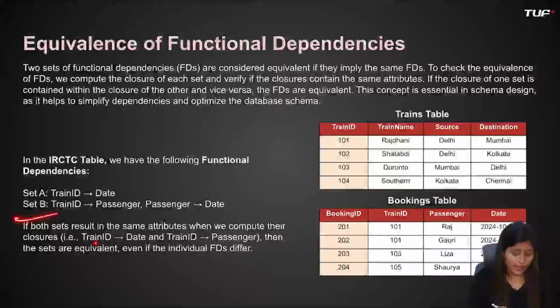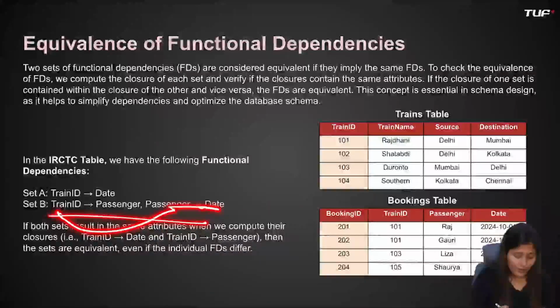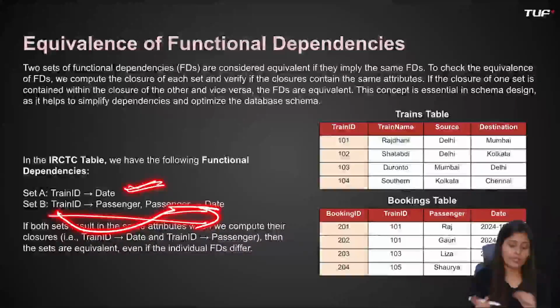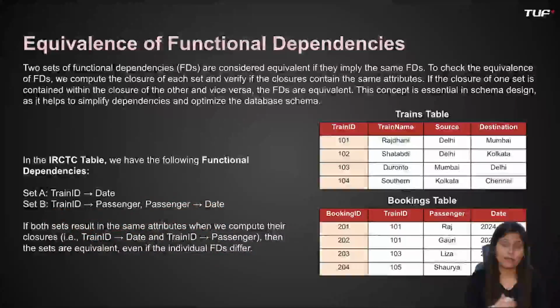So here train ID determines date and train ID determines passenger. With the inference rule of transitivity, we can say that train ID directly determines date, which is already there in set A. So we can say these two functional dependency sets are equivalent.